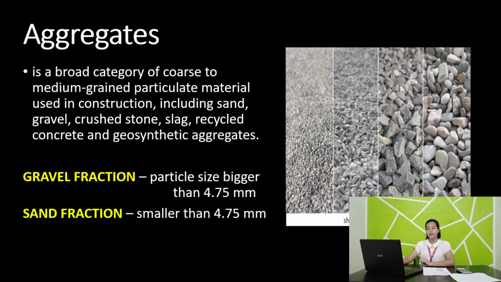There are two types of aggregates, the gravel fraction and the sand fraction. Gravel fraction are particle sizes bigger than 4.75 mm, and sand fraction is smaller than 4.75 mm.